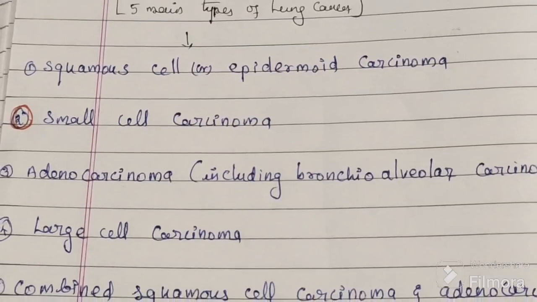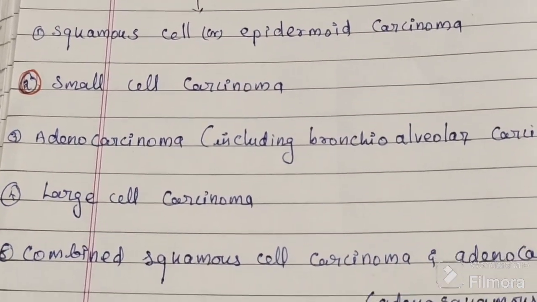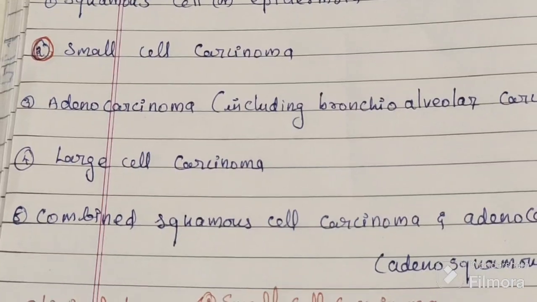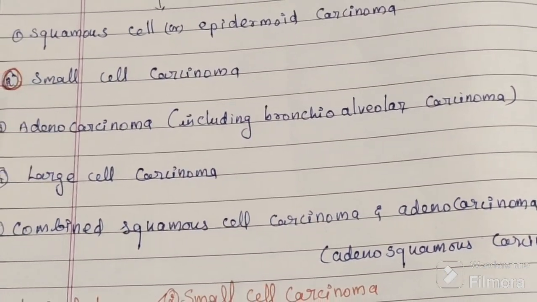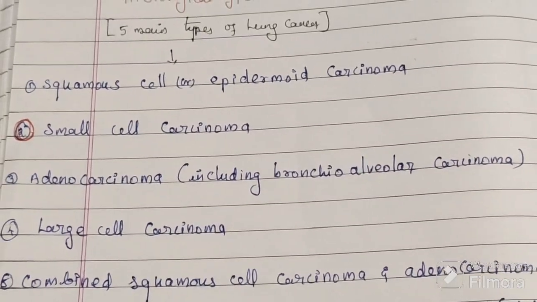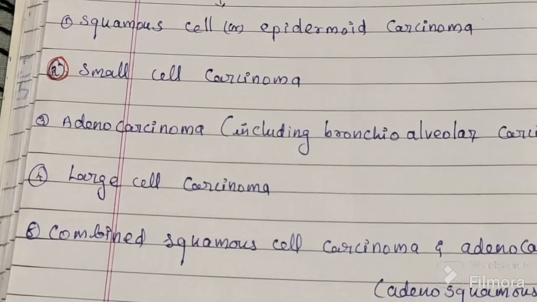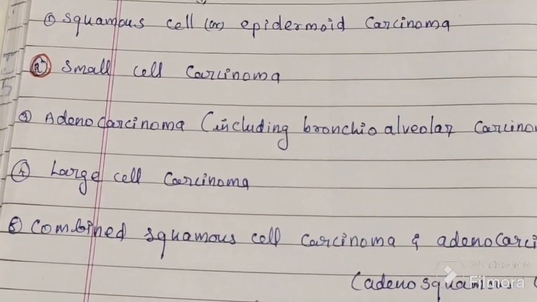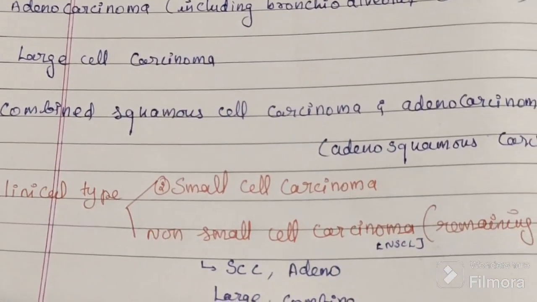Squamous cell, small cell carcinoma, adenocarcinoma, large cell carcinoma, and combined squamous cell carcinoma. From these 5 types, clinically we have small cell carcinoma and non-small cell carcinoma.